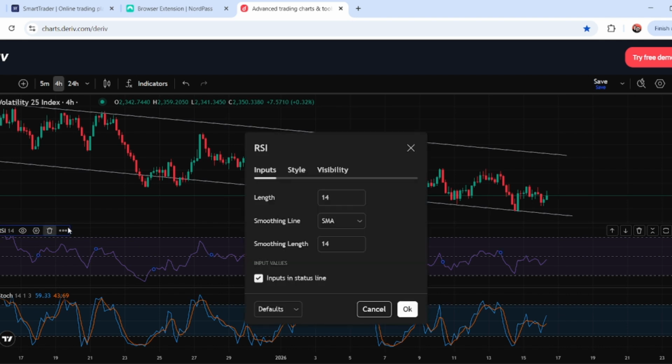Okay, let me go to the settings. So I'm going to adjust it to 8.